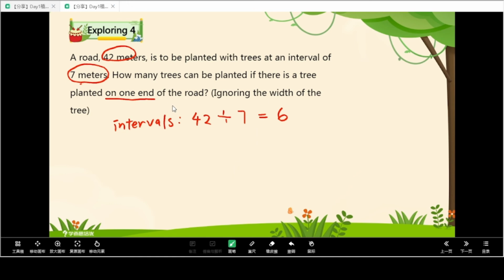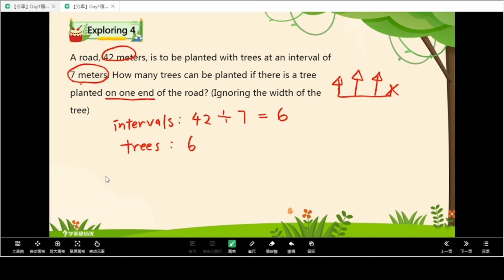And the second step, we need to determine the type of the road, and this is on one end. So let's draw a simple diagram. What does on one end mean? Can we plant a tree here? Maybe we plant a tree here. So can we plant any tree here? No. And trees are planted here. So how many intervals? 3 intervals. And how many trees? 3 trees. So the number of trees equals the number of intervals. And we can know that the number of trees is 6.